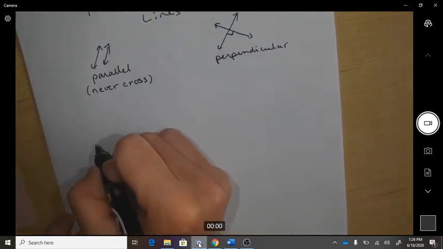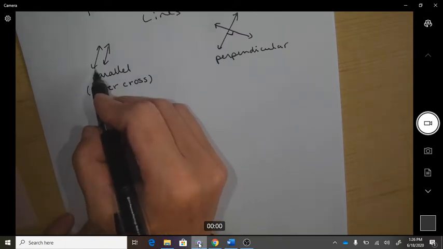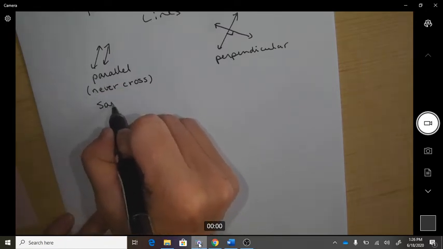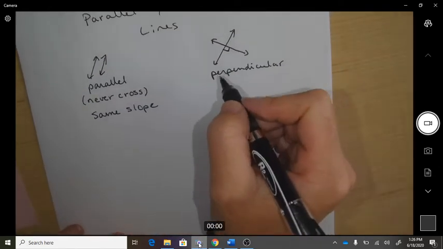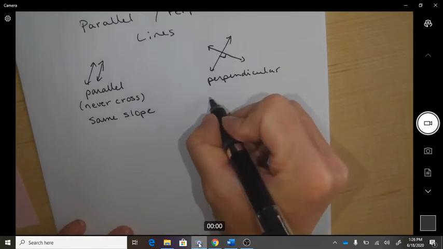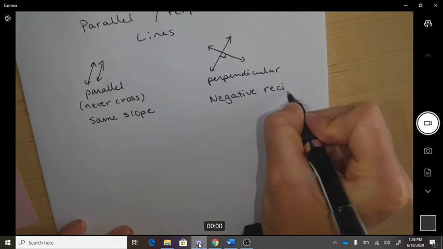Okay, so I'm going to talk about what we know. These two lines have the exact same slope, and perpendicular lines have what we call a negative reciprocal.